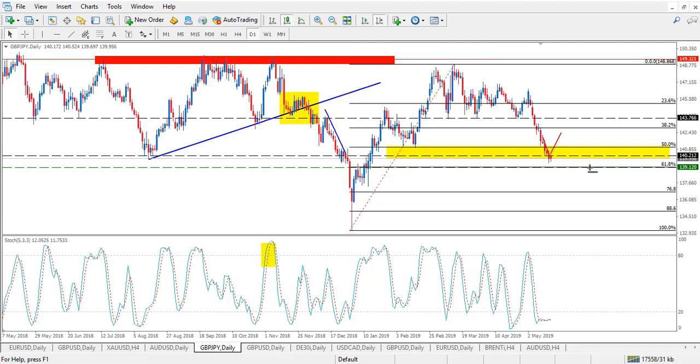So what we can do this week is just to wait for the pair to show some bullish evidence above this level, then we can go long, targeting the level of 142, 143 during this week, just in case the pair shows some bullish evidence above the level of 61.8, which could be found around 139.12.